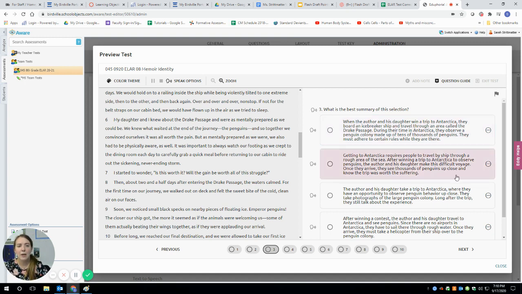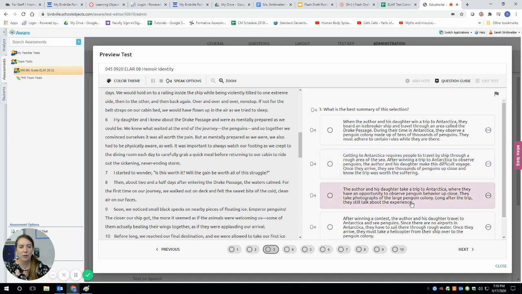Let's look at B. Getting to Antarctica requires people to travel by ship through a rough area of the sea. After winning a trip to Antarctica to observe the penguins, the author and his daughter make this difficult voyage. There's your beginning, there's your middle. Once they arrive, they see thousands of penguins up close, there's your end, and know the trip was worth the suffering. That is the author's main message, that this really, really difficult thing that they did, it was all worth it. Everything was worth it.